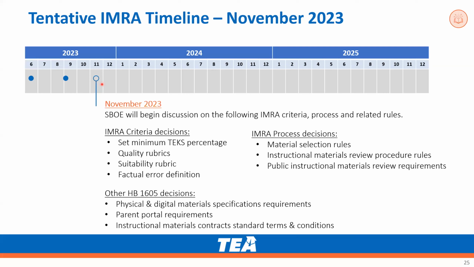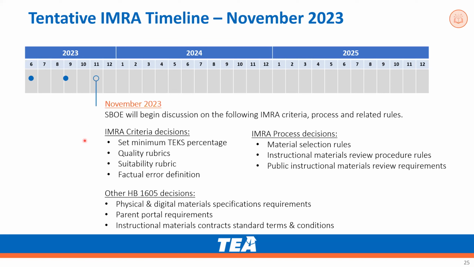In the November board meeting, these are all now tentative timelines because the board is their own body. We've made suggestions about how they can get there, and we're sharing with you what we assume will be the timeline for them to get to that November 2024 deadline. In our upcoming November 2023 board meeting, the State Board will begin discussion on the following instructional materials review and approval criteria, process, and related rules.